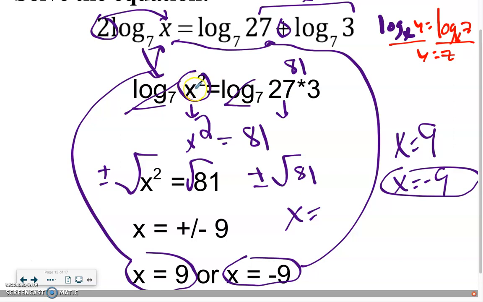Now, if this was cubed and it was negative 9 cubed, you're going to get a negative value out. Since you'd take log base 7 of a negative solution, that x value would not work, because we cannot take the log of anything that is negative.